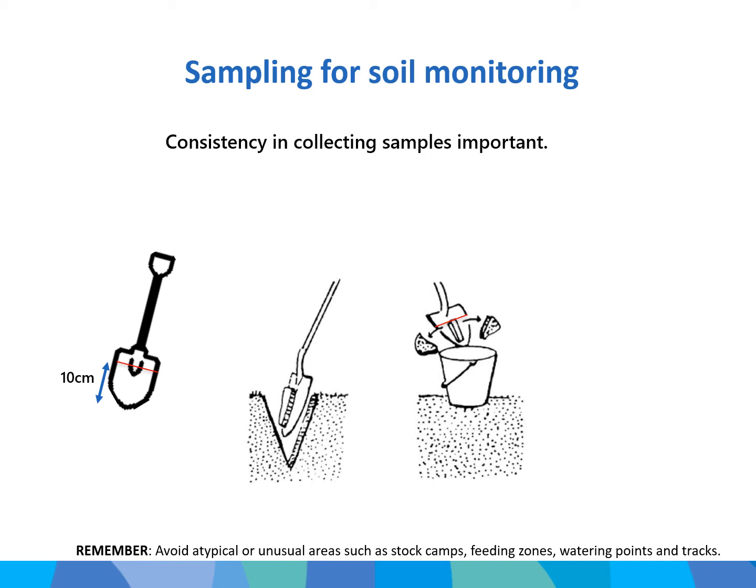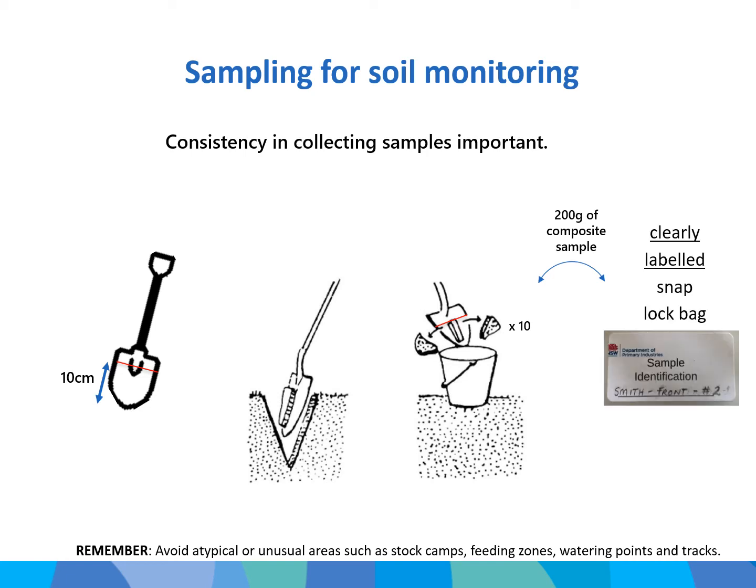Once you've collected the samples at the 10 sampling points, mix them together thoroughly in a clean bucket and place about 200 grams into a clearly labelled snaplock bag to be sent for the lab analysis. On that bag you'd have your last name, your location or paddock, and a sample number, and this will match what you've written down on your info sheet for each location.